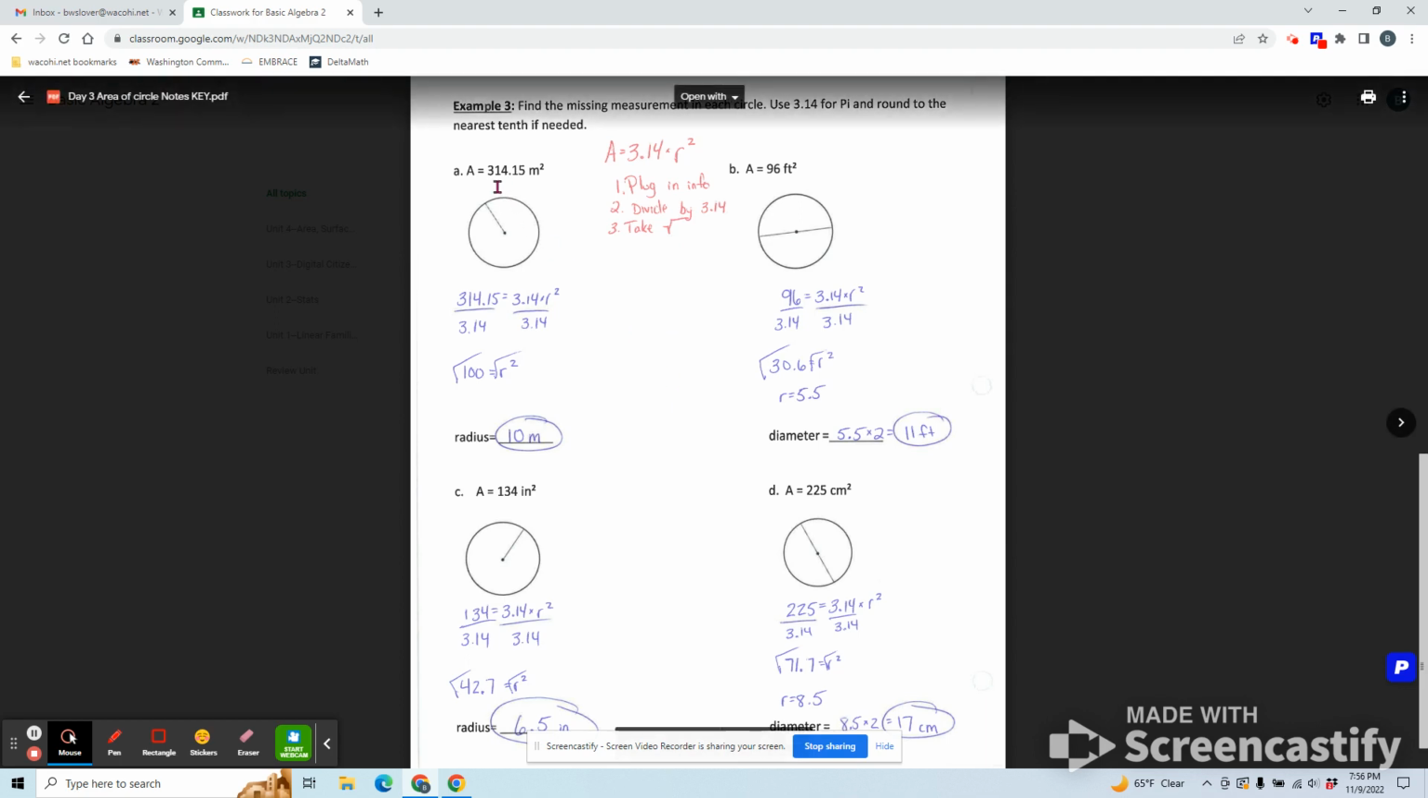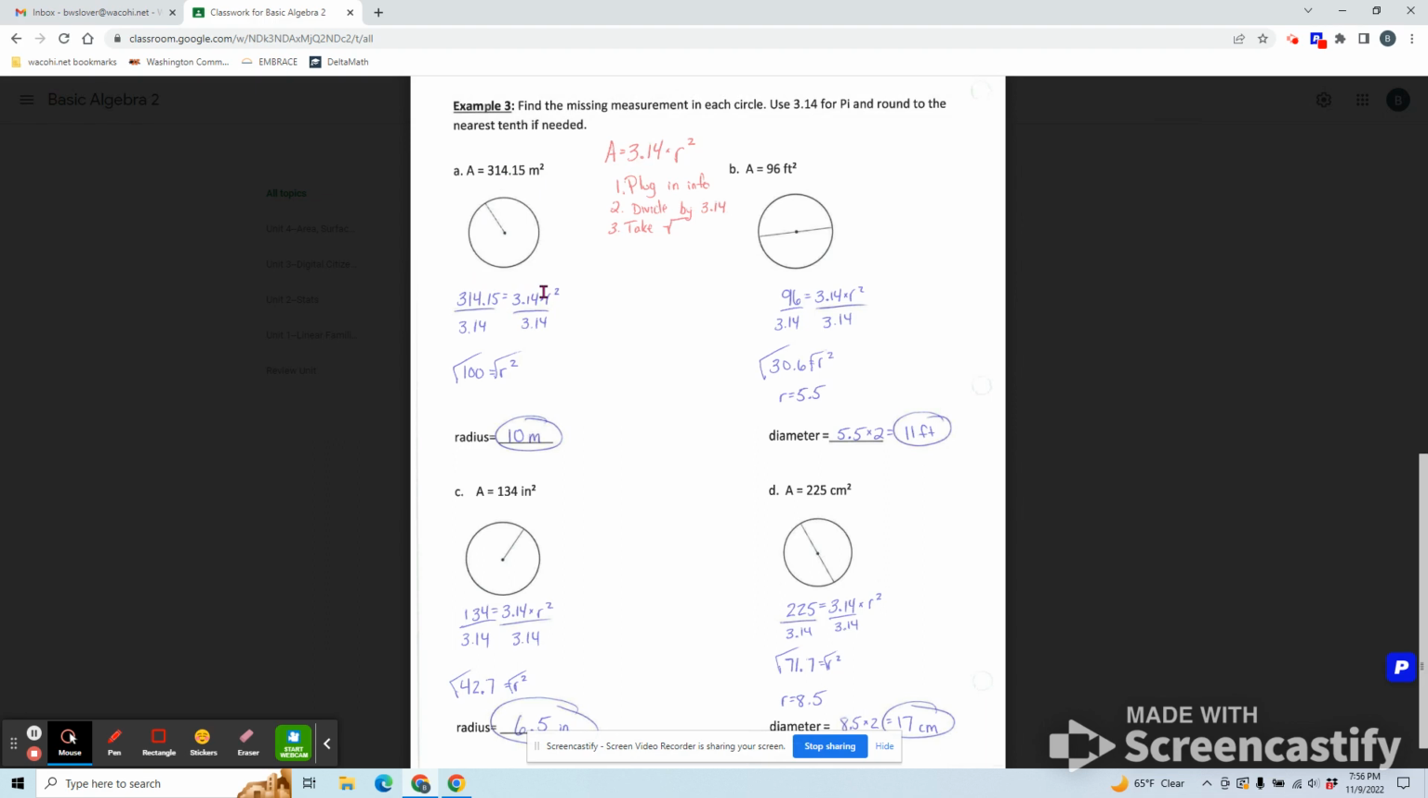So here's my area. I know it's the area because it says A equals. I also know that it's the area because my label is meters squared. So there's 2 reasons I know that that's my area. I'm taking that information and I'm substituting, I'm plugging it in. So 314.15 equals 3.14 times radius squared.